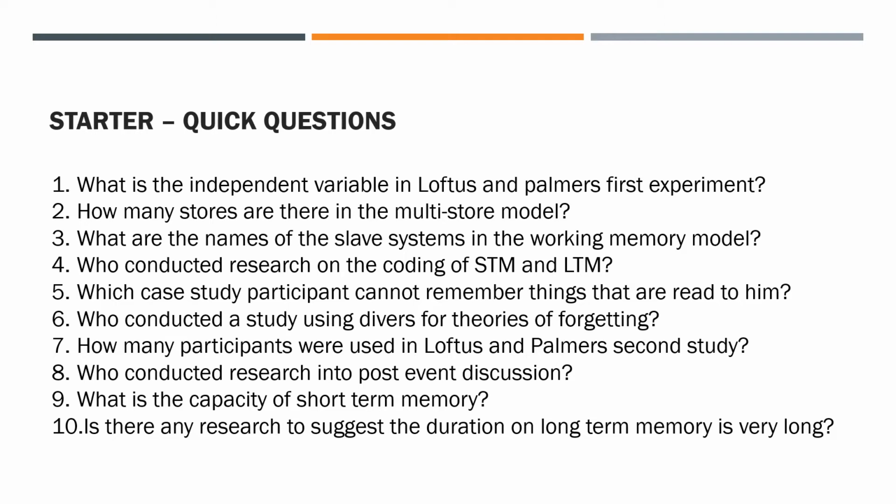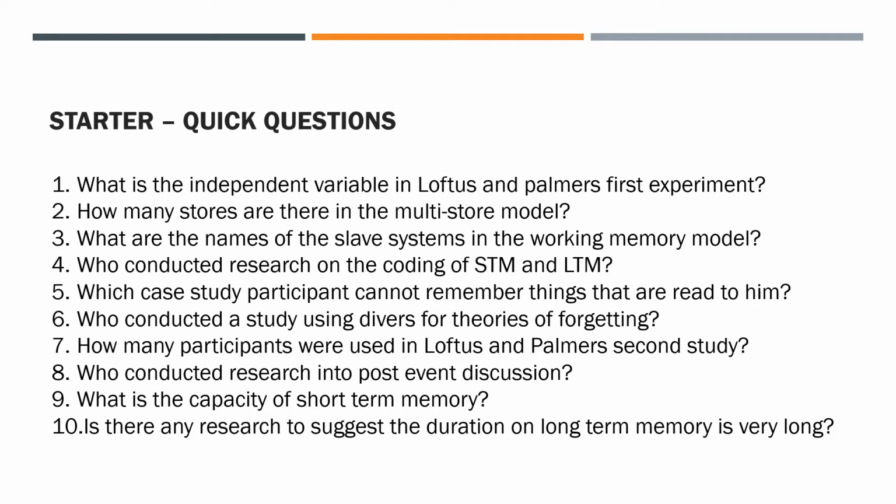Number 2, how many stores are there in the multi-store model? There's 3: sensory register, short-term, long-term. Number 3, what are the names of the slave systems? So you've got the central executive, the visuospatial sketchpad, the articulatory control centre, the episodic buffer. Number 4, it was Baddeley that conducted short-term memory research.